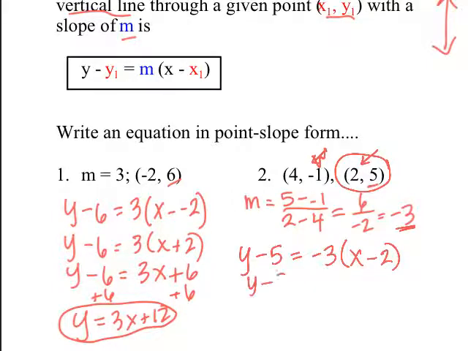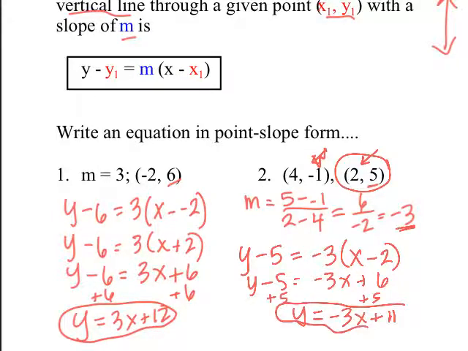So we have y minus 5 equals negative 3x plus 6. So we're going to add the 5 to both sides. We end up with y equals negative 3x plus 11. And that is our equation of our line.